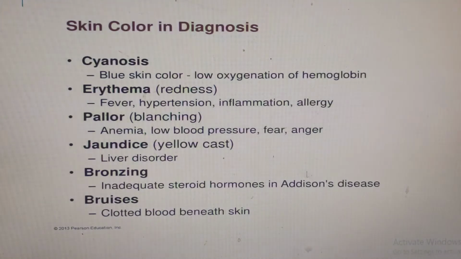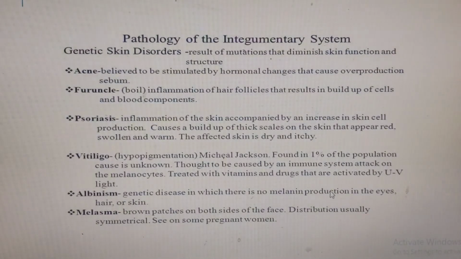And that one is highly suggestive of hypoadrenocorticism, and that's Addison's disease. Then we also have some kind of bruises or contusion. Now, that one, we tend to see it when there's an injury to the skin and it causes clots of blood to form beneath the skin, and that's what we call bruises. So the skin is actually very important in certain diagnoses.